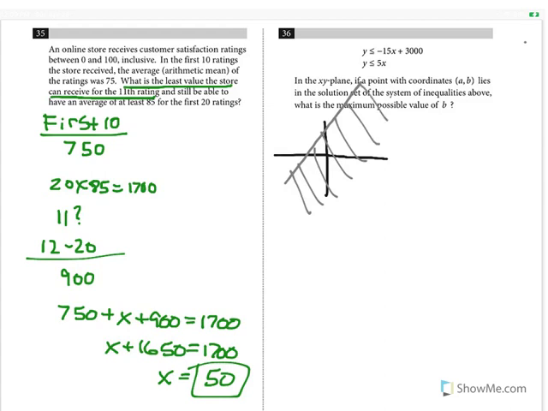And then let's say we have y is less than or equal to... I did that the wrong way. There we go. And then our other one, y less than or equal to 5x.